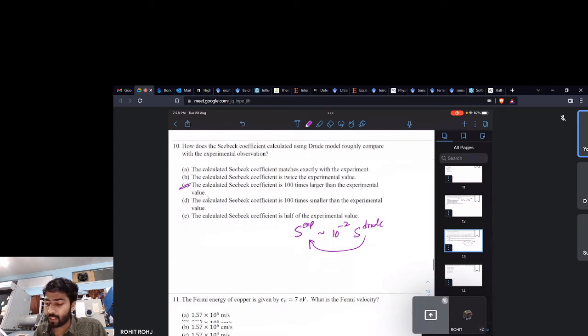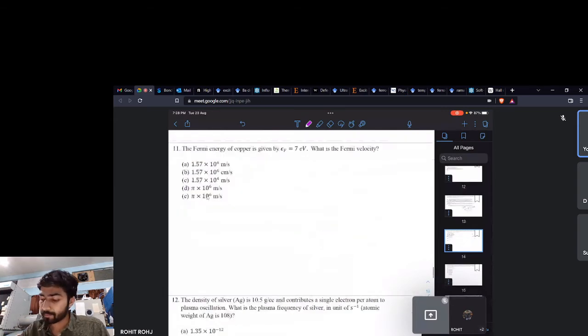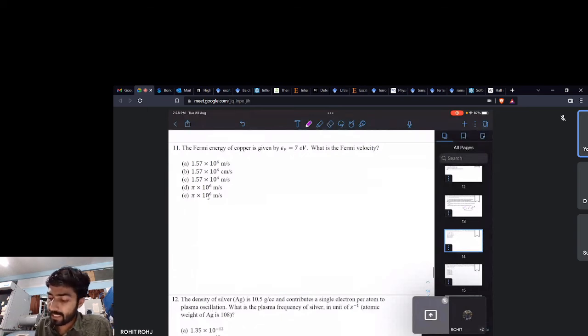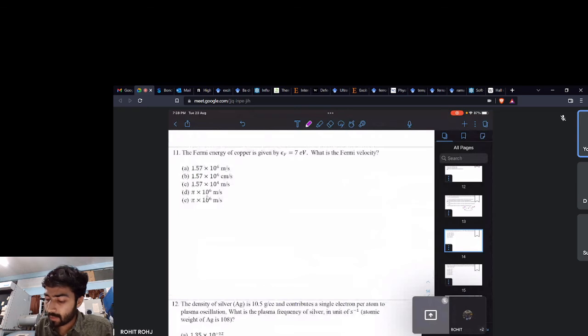Now moving on to question number 11, the Fermi energy. Let me just find out where I have solved this particularly. Okay, now the Fermi energy for copper is given by EF equal to 7 eV. Now we know the Fermi energy is given by h cross times the Fermi wave vector square divided by twice the mass of the electron.